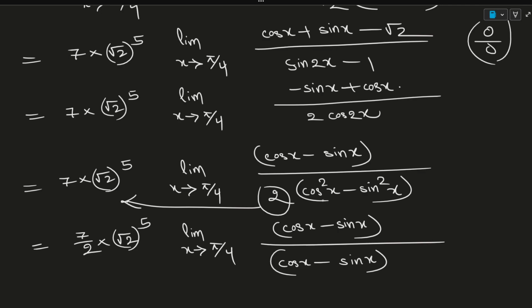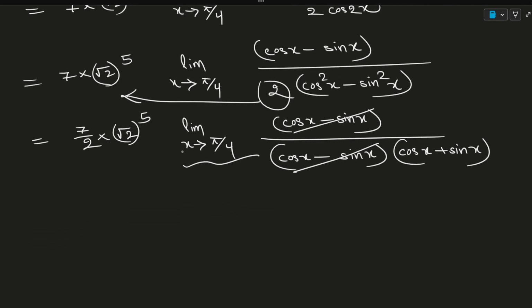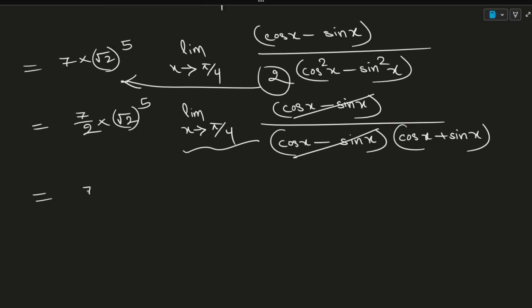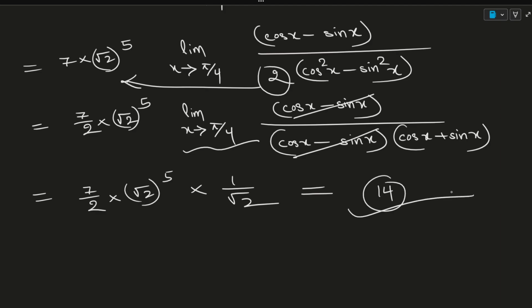Here it is in the format of a square minus b square, so it will be a minus b into a plus b. So you can cancel out this term, and when we apply x tends to pi by 4 in place of x, it will be 1 by root 2 plus 1 by root 2, which is only root 2. So it will be 7 by 2 into root 2 power 5 into 1 by root 2. Then by solving, it will be 14. So 14 will be the correct answer.